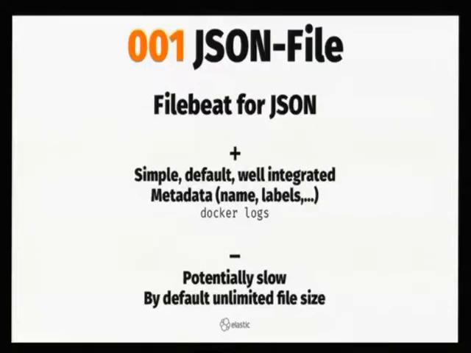The first one is JSON file, which is the default what Docker logs out, which is nice because Docker logs still works. It's well integrated. It contains the metadata. Major downsides is logging JSON is potentially a bit slow, and the default configuration, even though you can change that, does not rotate files. So that log file will grow unlimited.